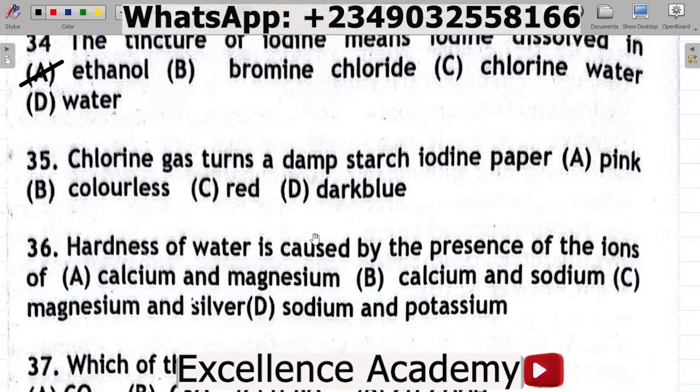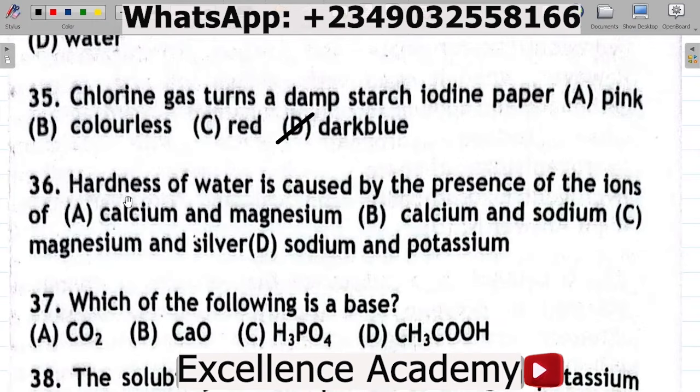Next up, question number 35. 35 says chlorine gas turns a damp starch iodine paper A. Pink, B. Colorless, C. Red, D. Dark blue. All right. Now you want to note that the reaction of iodine mixed with starch and later the action of chlorine turns it blue-black. Right? It's blue-black. So looking at what we have there, the answer becomes dark blue. All right? Since we should have a blue-black, that's what is there, dark blue. So the correct option here is D, dark blue.